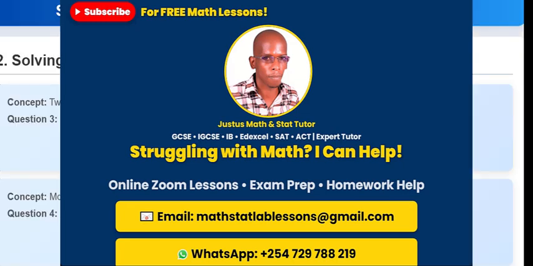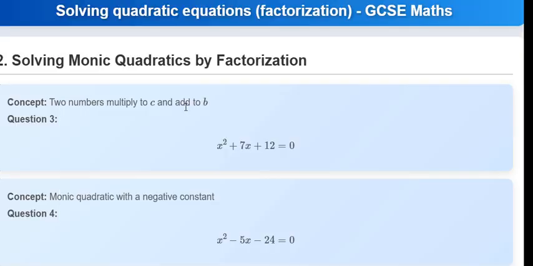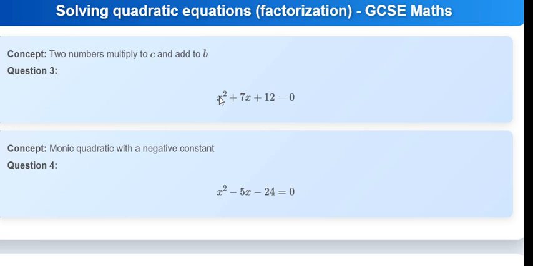Can we try to factorize some advanced problems? Like in this case, we can try to solve a monic quadratic, and a monic quadratic simply means there is no coefficient on the x squared, the coefficient is just 1. So in this case, if I take x squared, you can see here we have nothing, so it means it's just multiplied by 1.